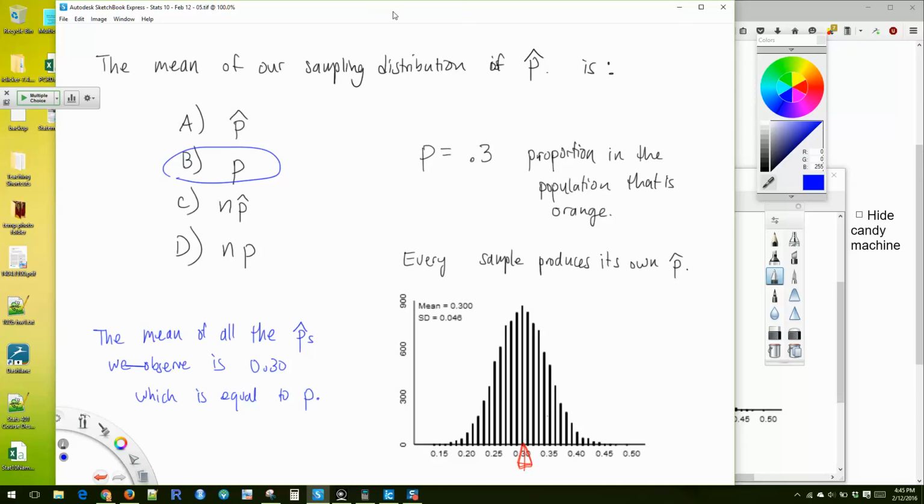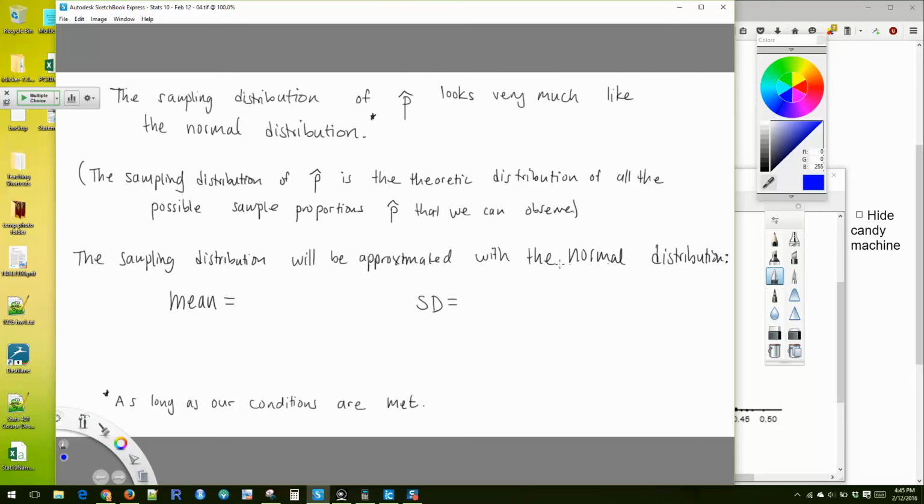Okay, so that's what we have. The sampling distribution will be approximated with the normal distribution, with mean equal to p, the population proportion. And the standard deviation is going to be equal, and I'm just going to give this to you. I'm not going to ask you to come up with this on your own. It is going to be the square root of p times 1 minus p over n, where n is our sample size. That's the standard deviation of our normal distribution here.